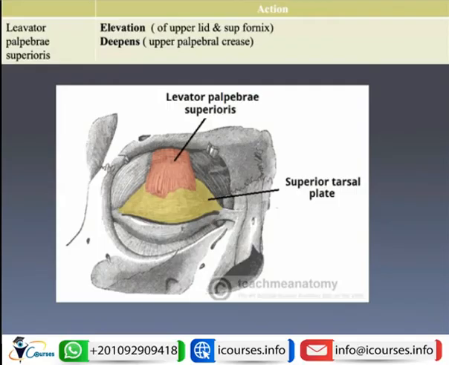Finally, let's discuss the action of these muscles. So we have the levator palpebrae superioris. As is obvious from its name, its main function is to elevate the eyelid. So contraction of the levator palpebrae superioris leads to elevation of the upper eyelid, deepening of the superior fornix, and deepening of the upper palpebral crease.